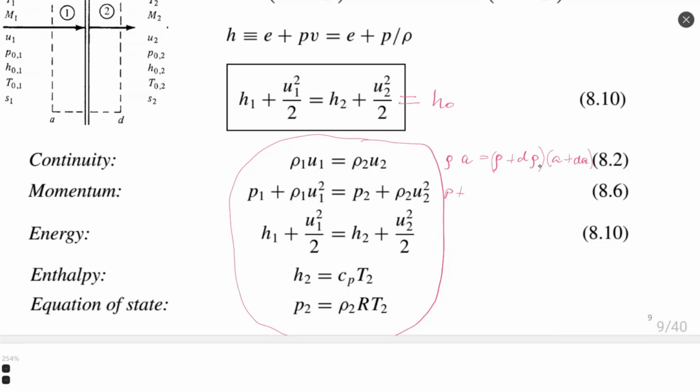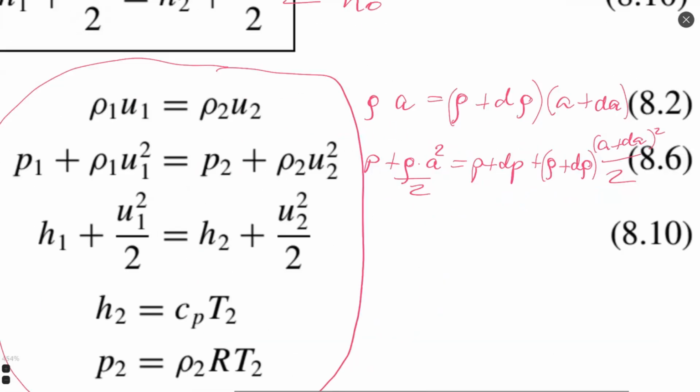It will be pressure plus density times speed of sound squared. On station 2 we will have all of the previous quantity plus a differential. So P plus dP plus rho plus d rho, multiplied by, I forgot here, divide by 2, and here A plus dA in square divided by 2. Okay, like this.